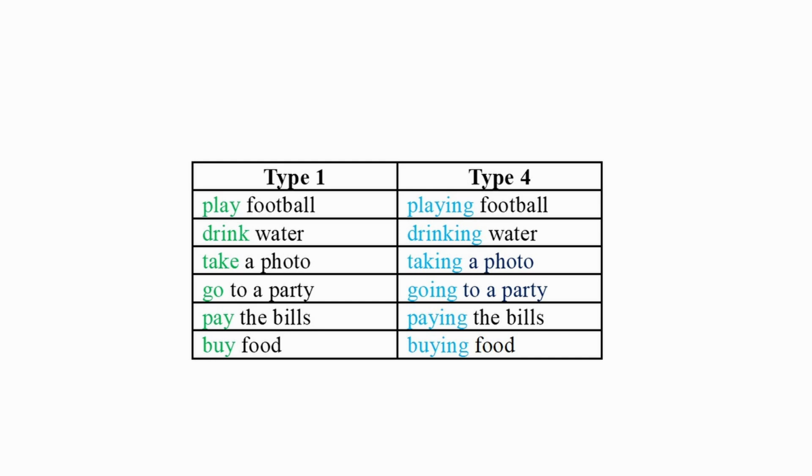So you can see from the table, play football type 1, playing football type 4, drink water type 1, drinking water type 4. Type 4 is just add ing, and this is used a lot in English, not just for the present continuous, it's used a lot for other functions as well.